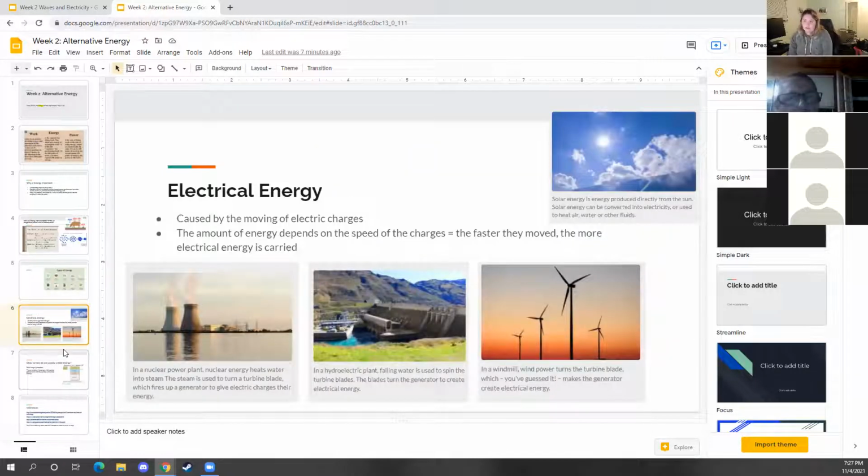And that's kind of what this next diagram is showing you. So electrical energy, the reason I have this bolded here is that it is probably the most significant form of energy that, in my opinion, is utilized. Electrical energy is ultimately caused by the moving of electric charges. So the amount of energy depends on the speed of the charges. The faster they're moved, the more electrical energy is carried.